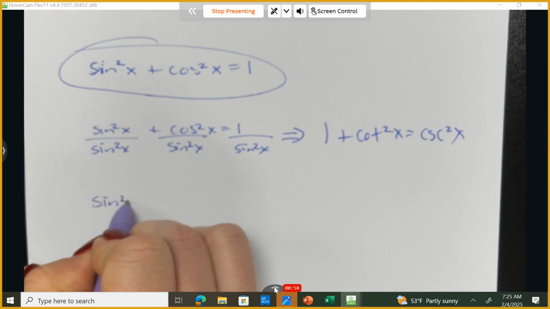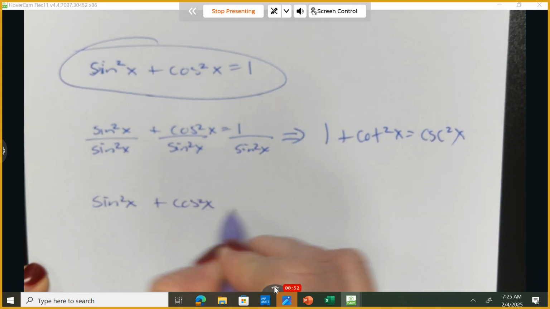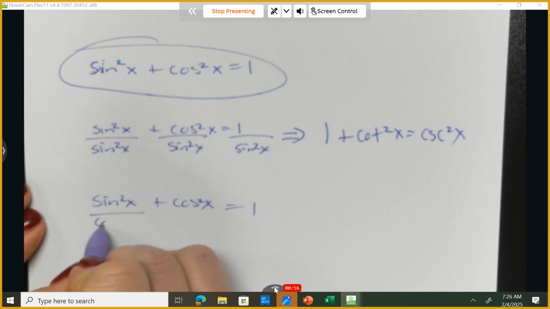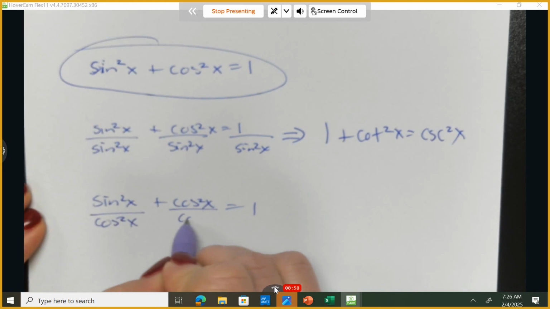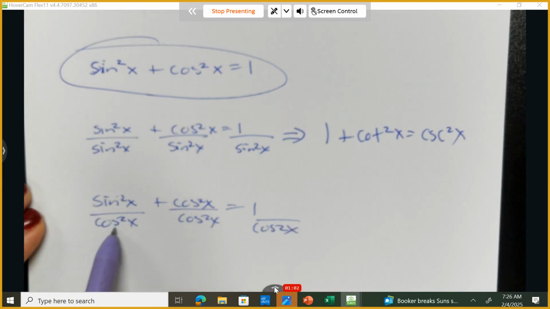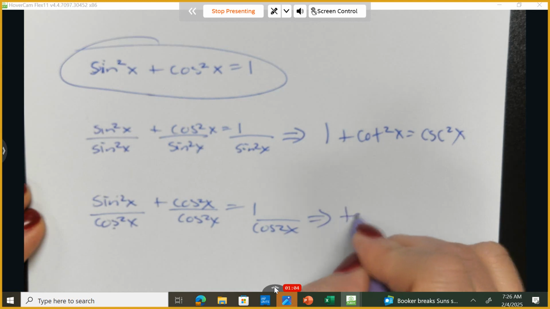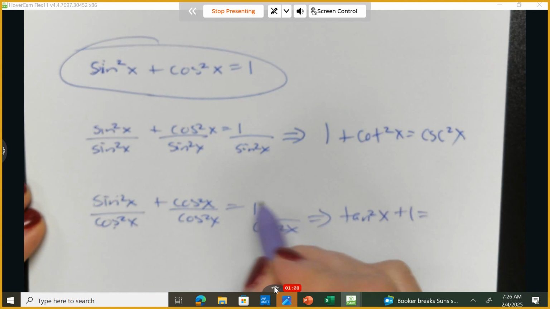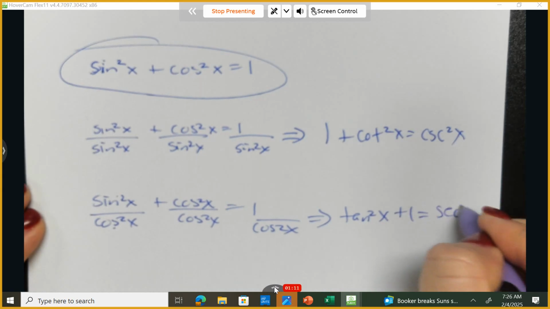I'm going to come back and do the exact same thing. I'm going to go sine squared plus cosine squared equals 1. And now instead of dividing by sine squared, I'm going to divide by cosine squared. Sine squared divided by cosine squared is going to be tangent squared. Cosine squared divided by cosine squared is 1, and 1 over cosine squared is secant squared.